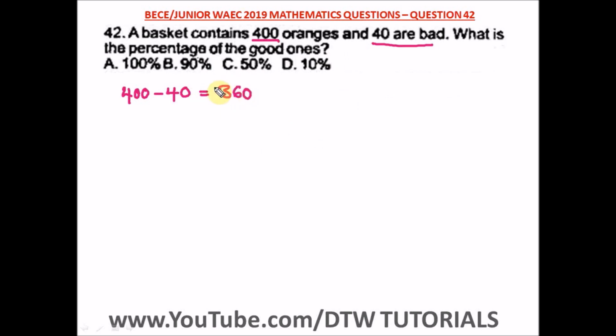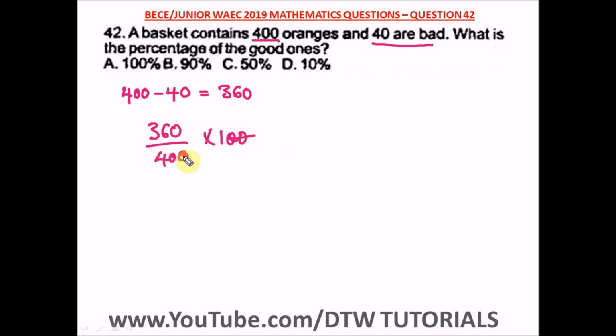It's definitely to get 360, which is the total good orange. All right. What percent is 360 in what? 400 orange. That's the total orange. So definitely to represent that, we have what? 360 divided by 400 times 100, since we're looking for the percentage.